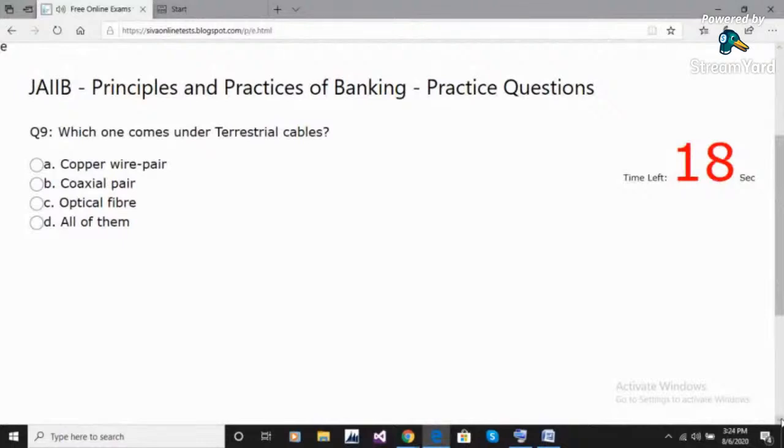Question 9. Which one comes under terrestrial cables? Option A. Copper wire pair. Option B. Coaxial pair. Option C. Optical fiber. Option D. All of them. Answer D. All of them.